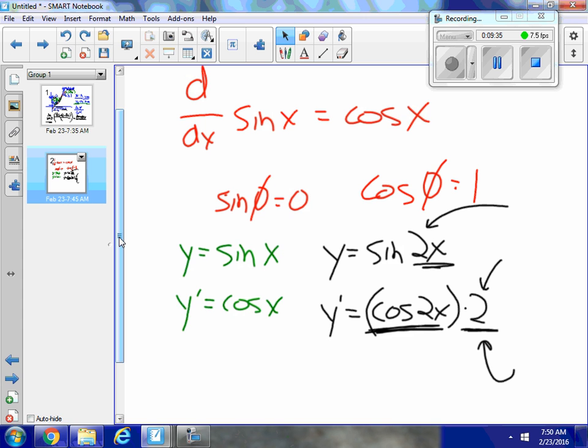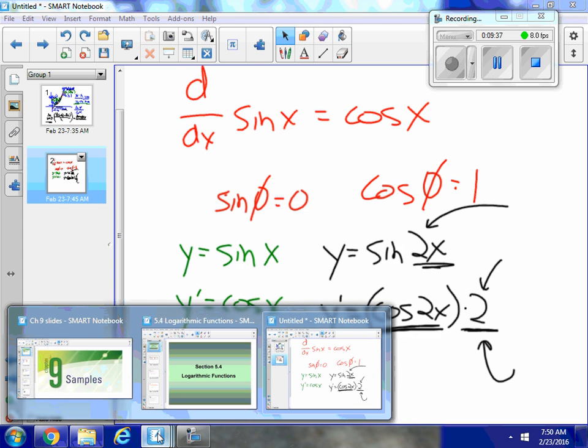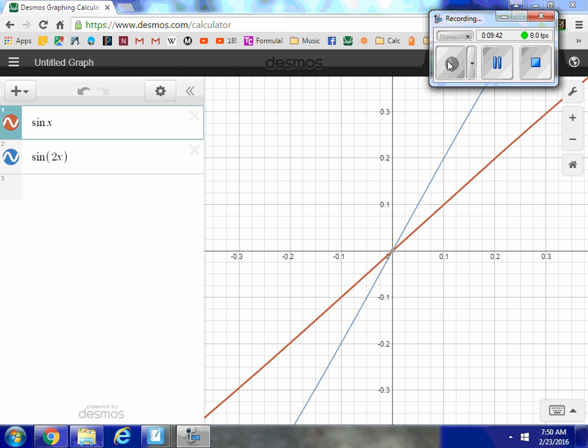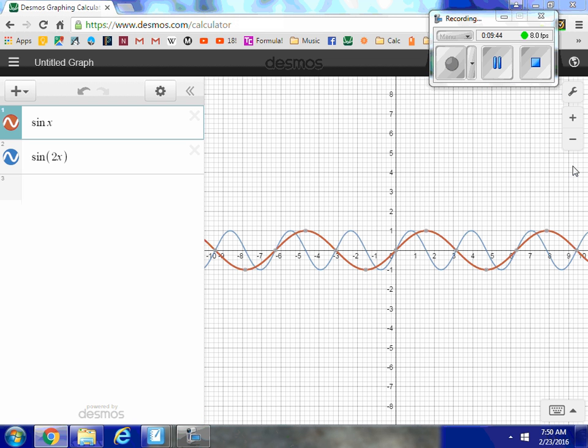This 2 right here, as we can see again in the graph, I'm going to go back to a larger view. As you can see in the graph, that 2 right there really increased the slope. In fact, it doubled the slope of the sine function. And since the slope is my derivative, it doubled my derivative. So I have to use that inside function to account for that change that it's making.